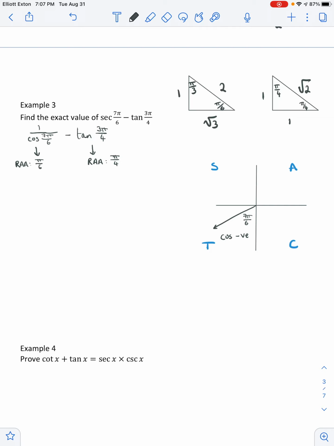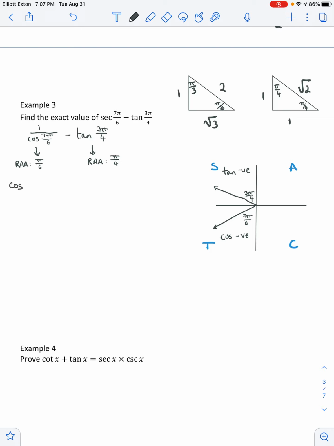And then our second angle is the tan of 3 pi over 4. So 3 pi over 4 is in quadrant 2. And this is tan, and in this quadrant, tan is negative. So we'll need to keep that in mind as we go through. So let's do the cos one first. Now what I'm going to do is, since we're finding really the secant, or 1 over cos, I'm going to find the cos of pi over 6, and then I'm going to flip it upside down at the end.